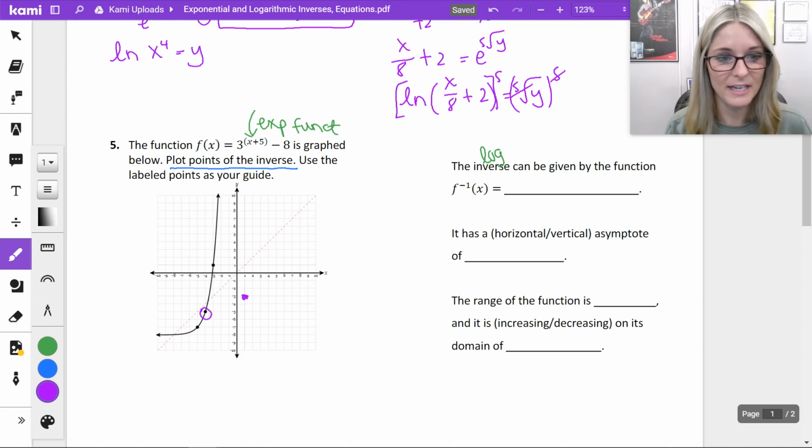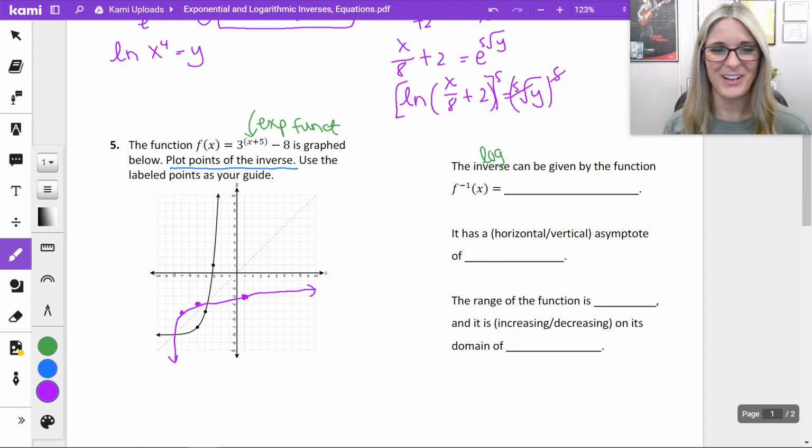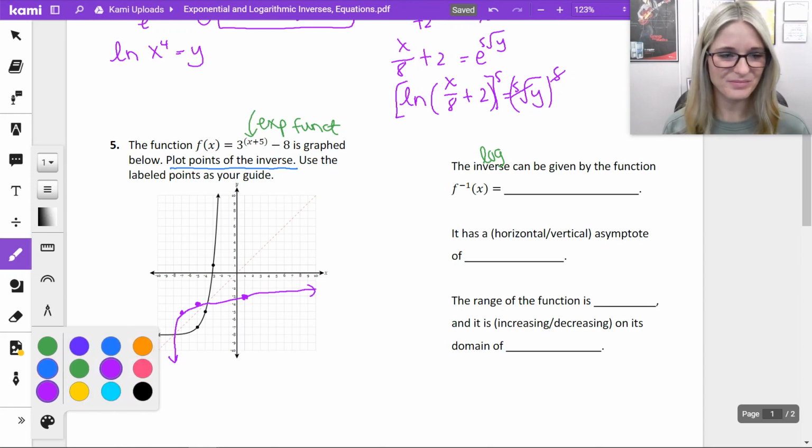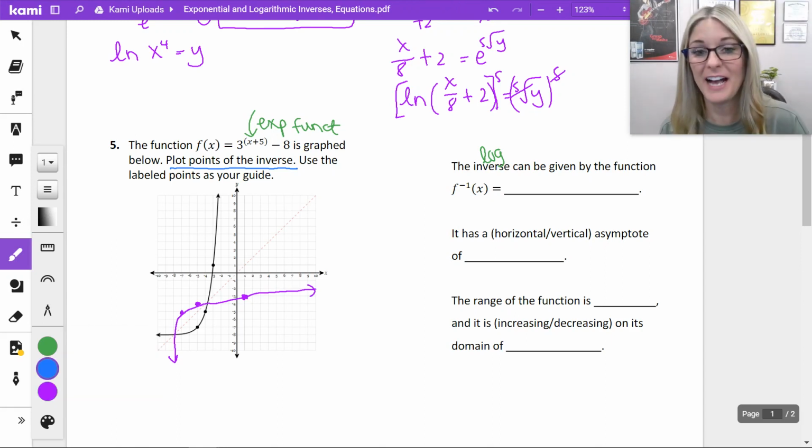Over here, we have -4, -5. So I'm going to have -5, -4 on my inverse. And then this provided plot is -5, -7. So let's have -7, -5. Once you plot these, Delta Math will connect the dots for you. So let me try my best here to connect these and hopefully show you the correct features of our inverse logarithmic graph there.